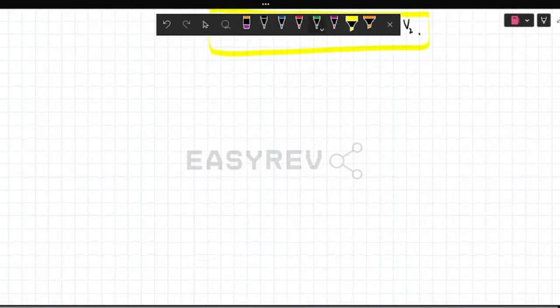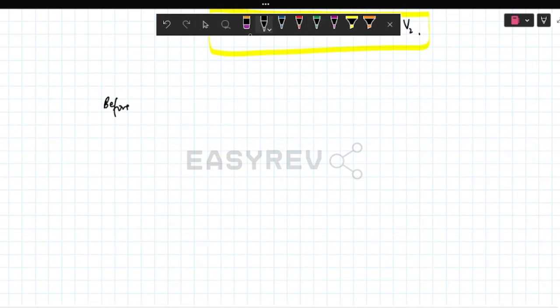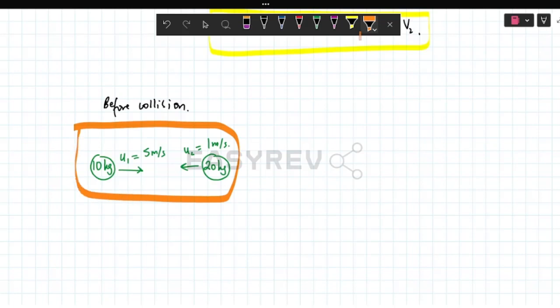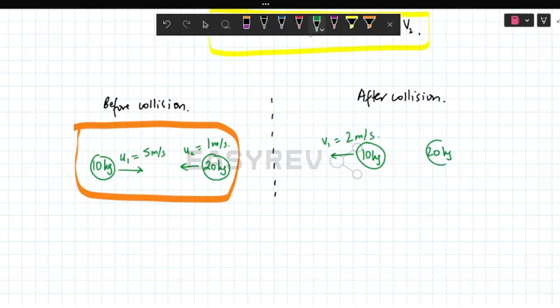So suppose it's the same scenario as before, where before collision you have the green ball of mass 10 kg moving with an initial velocity of, let's say, 5 meters per second, approaching another ball of mass 20 kg moving in the opposite direction with a velocity of, let's say, 1 meter per second. That's your first situation before collision. And then after collision, suppose you notice that the 10 kg ball has moved away with a new final velocity of, let's suppose, 2 meters per second. So your question is this: what is the final velocity of the second ball?